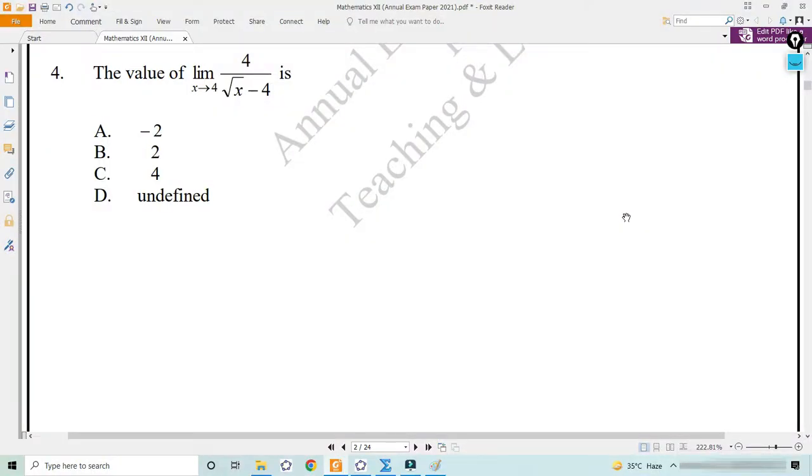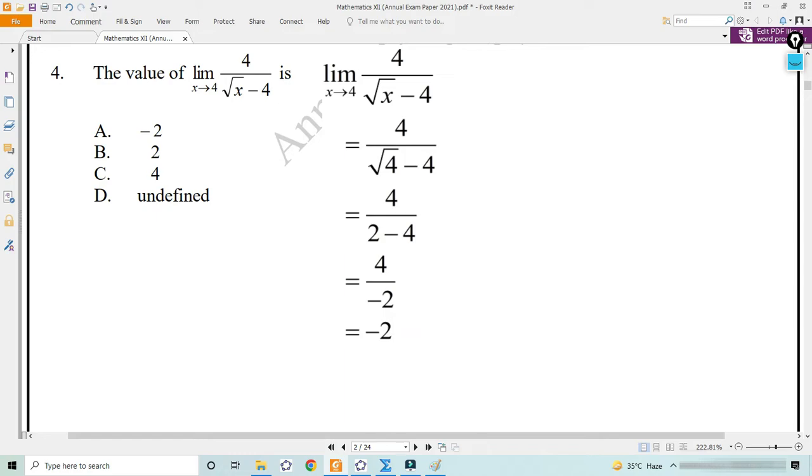In MCQ number 4, we have to find the limiting value of this function when x approaches 4. So to find the value, we directly put x equal to 4 and evaluate it, and the answer comes -2.